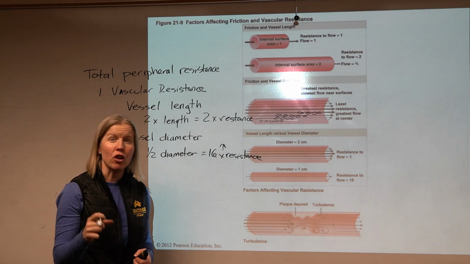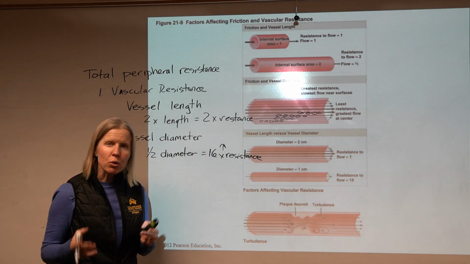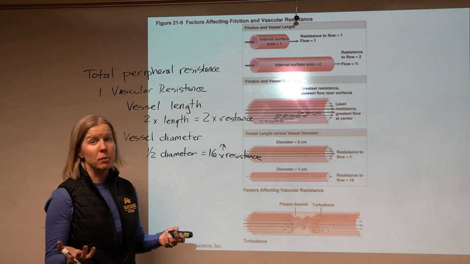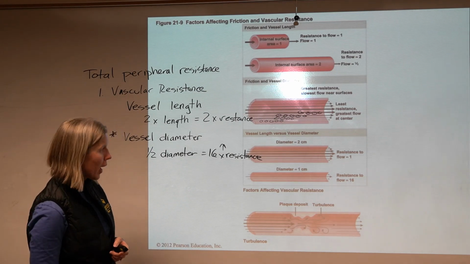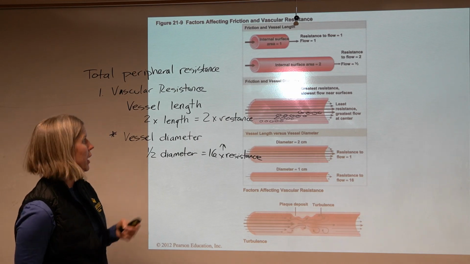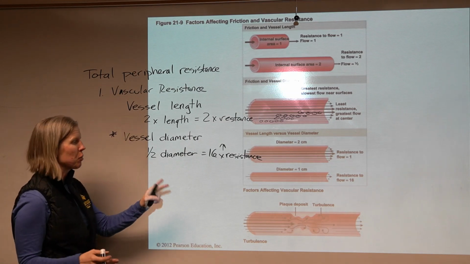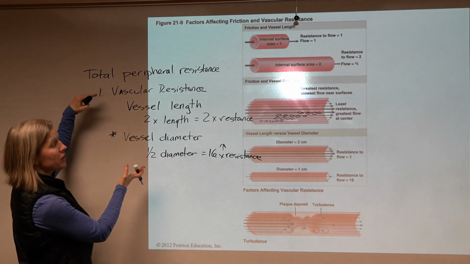Remember, particularly in our arterioles, that smooth muscle in the tunica media is able to adjust vessel diameter. Okay, that has major implications as far as resistance and therefore blood flow. Okay, so that's vascular resistance.